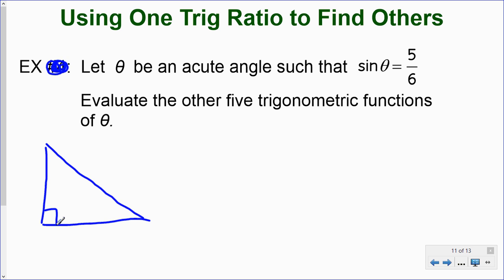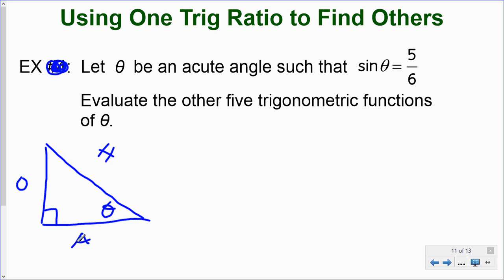And then pick one of the acute angles to be theta. It really doesn't matter. I'm just going to pick this one. All right. Then, again, you want to label your sides. So this would be the hypotenuse. This side is opposite theta. This side is adjacent to theta.